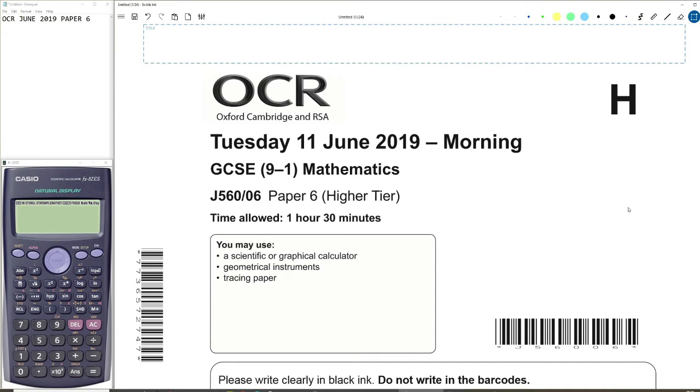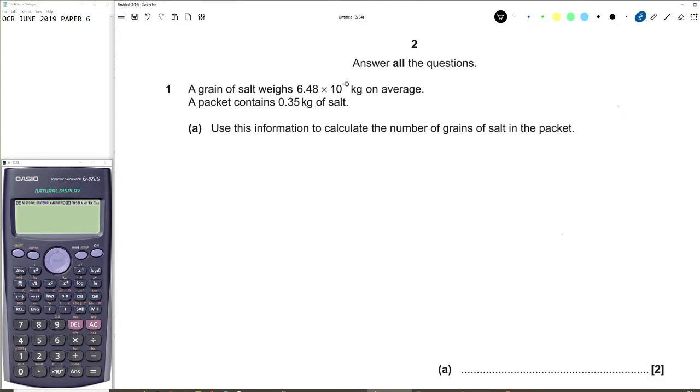Hey guys, so we are going to go through now paper 6 of the June 2019 OCR paper. Now, with paper 6, it's a calculator paper and it's more of a problem solving type paper. So some of these questions may seem harder, but it's using the same skills that you have learnt through paper 4 and 5 and just applying it to different types of questions. So let's get started. Question 1.